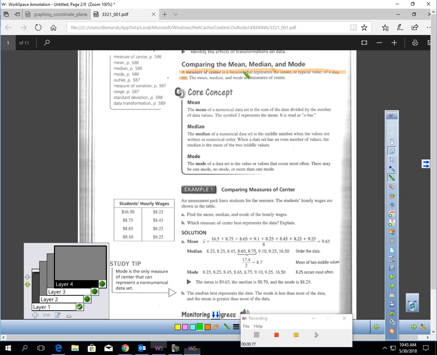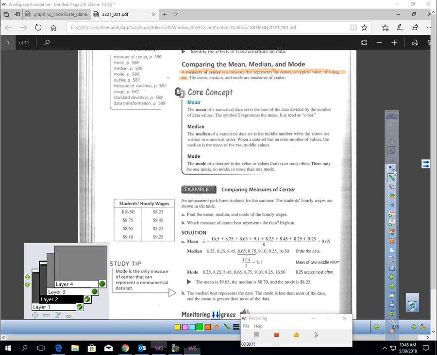First of all, we're going to talk about how we measure the center of data. A measure of center of data is a measure that represents the center or typical value of a data set. There are three ways we measure center of data. It's mean, and I think you know what mean is. Let's talk about it though just to make sure.